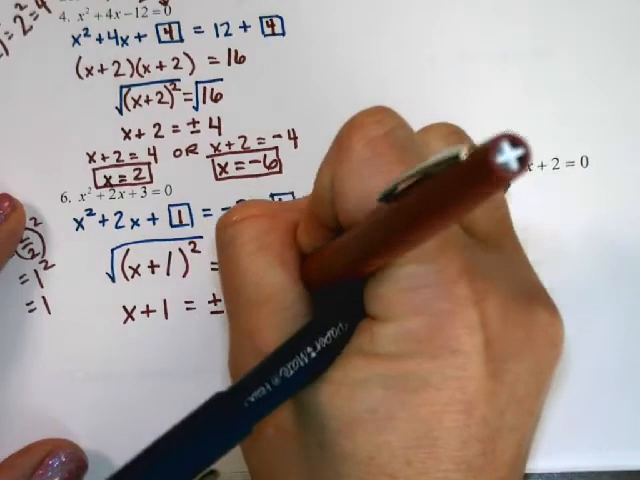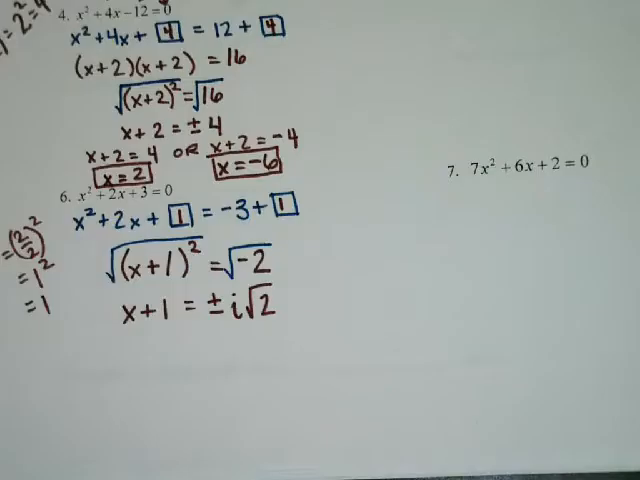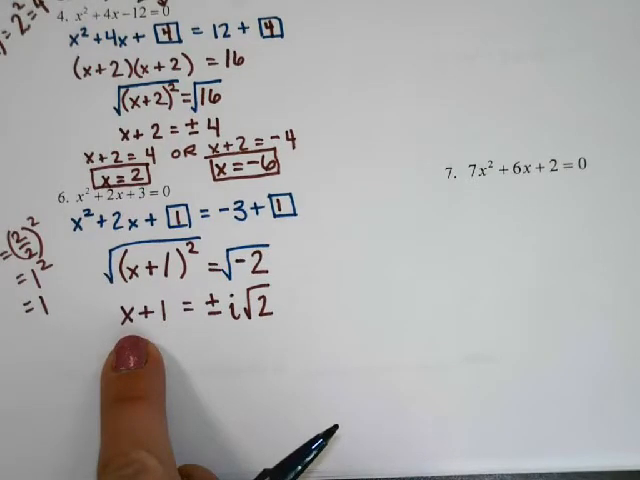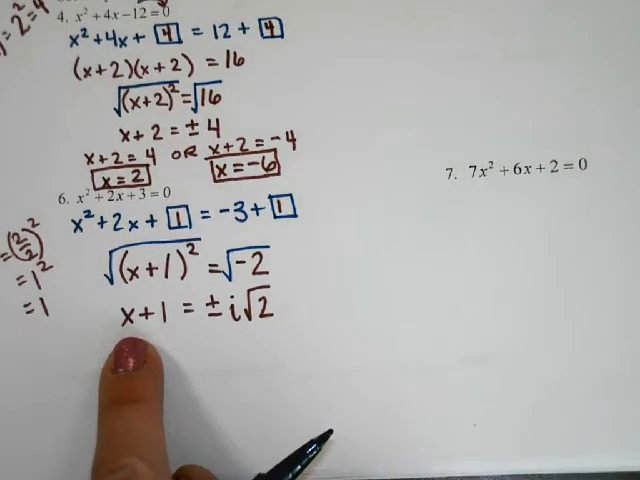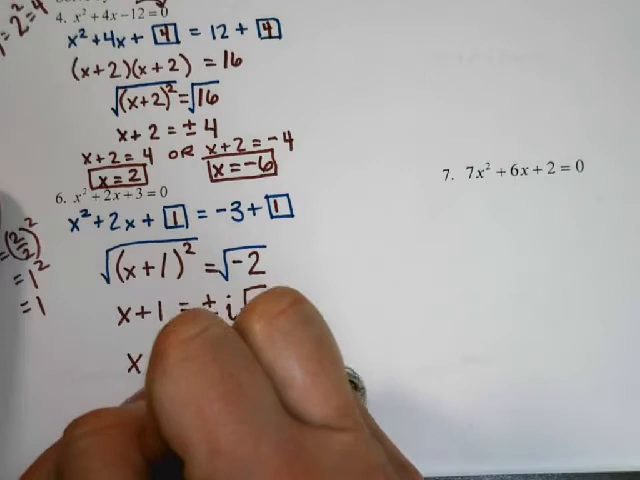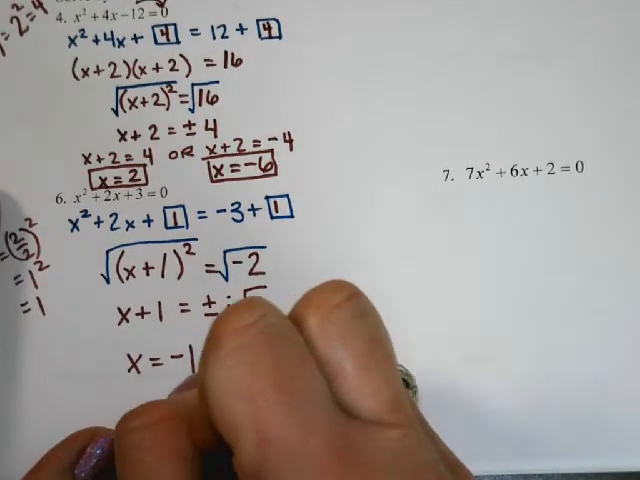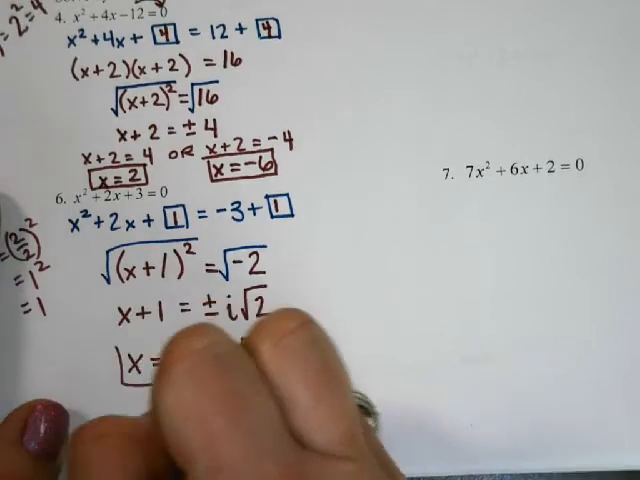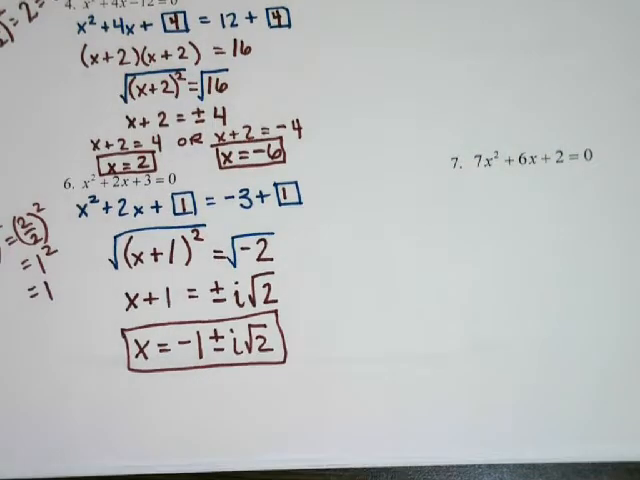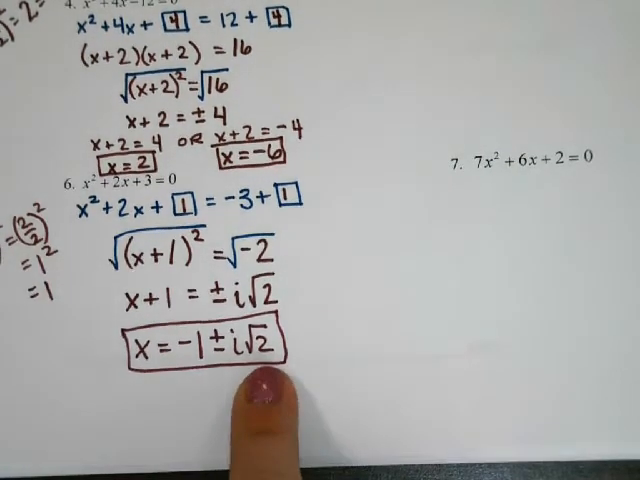Do I know the square root of 2? No, that's not one that we know, right? So it can stay. I also can't break it down; it'd be 2 and 1. And now I'm going to just get that x all by itself, and I'm going to subtract 1. So x equals negative 1 plus or minus i root 2. And we can leave it right like that because we don't know the square root of 2.